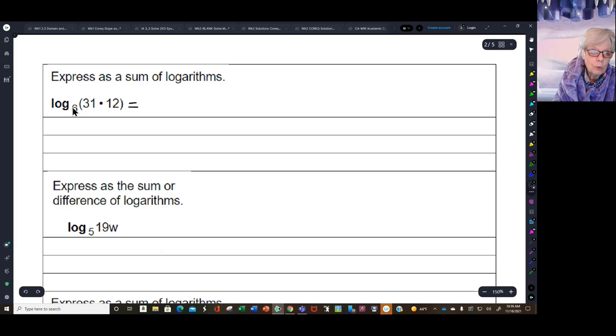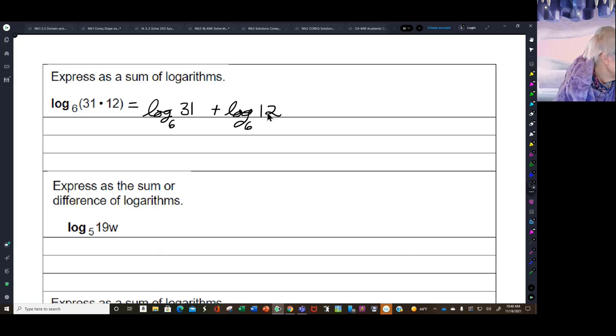Okay, equals log base b of 31 times 12. This is how it works. Log base 6 of 31 plus log base 6 of 12. Okay, see that? Log base 6 of 31 plus log base 6 of 12.